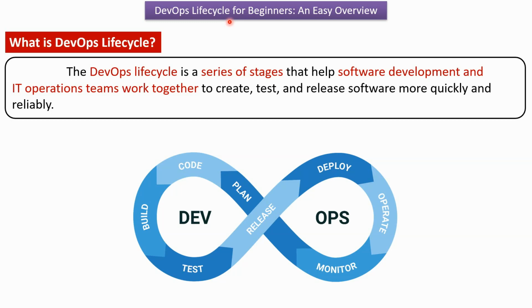In this video tutorial, I will explain what the DevOps Lifecycle is. The DevOps Lifecycle is a series of stages that help software development and IT operation teams work together to create, test and release the software more quickly and reliably.